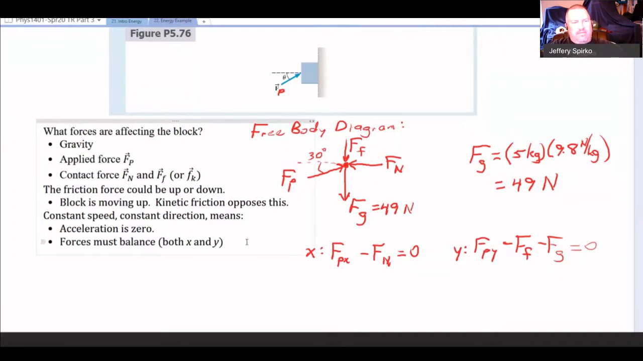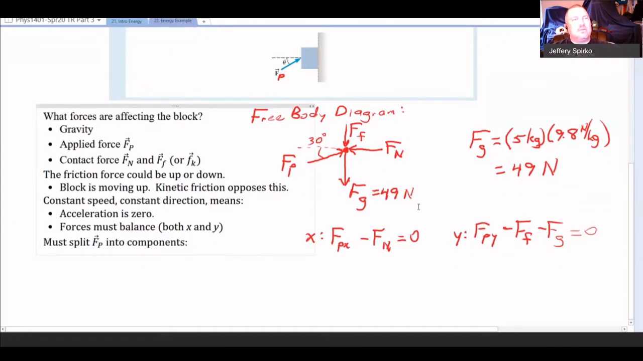and now I have to figure out how to split that pushing force into components. So this is something that would sometimes happen very quickly, but since I'm doing everything out in full detail, I'm going to show it.